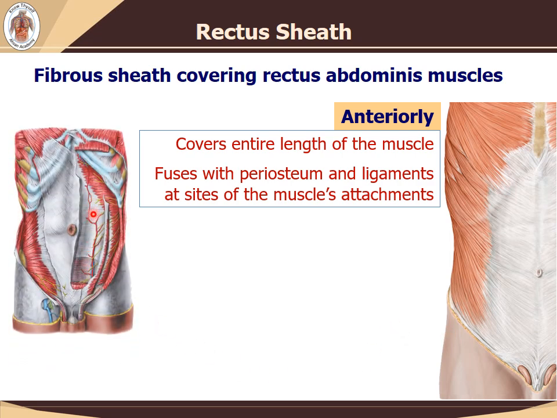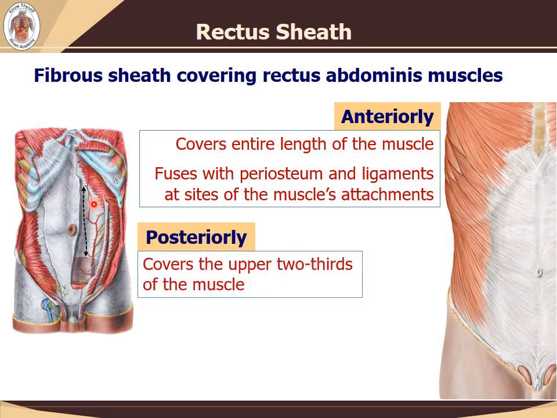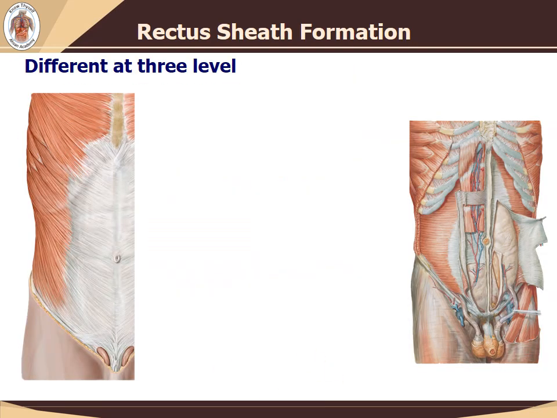You can see this anterior layer is removed. The anterior layer is there, but here the anterior layer is removed. The posterior layer is not complete. It covers the upper two-thirds of the muscle, and below it is absent, and this free margin is called the arcuate line. This lies at the level of the anterosuperior iliac spine. This is the anterosuperior iliac spine. So at this level, it ends as the arcuate line.